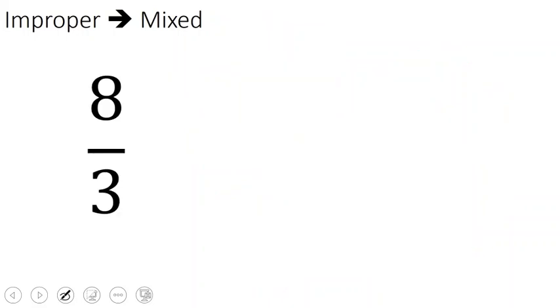Now that you've seen 3 methods of turning an improper fraction into a mixed number, one with a picture, one with a shortcut picture, and one with no picture at all, go ahead and pick one of those methods and try it on your own. 8/3 is equal to what mixed number? Pause the video and give it a shot.